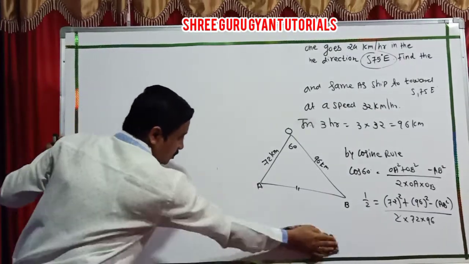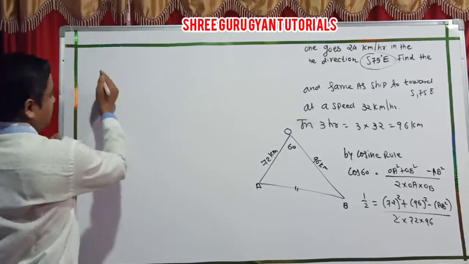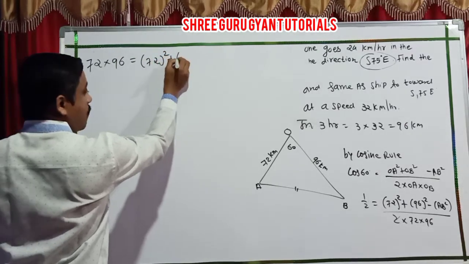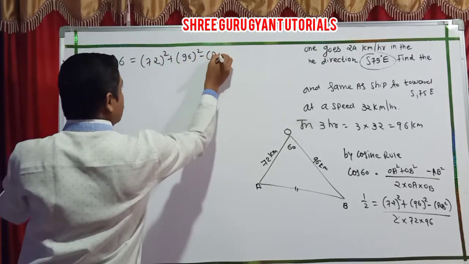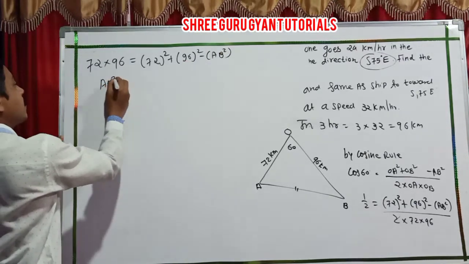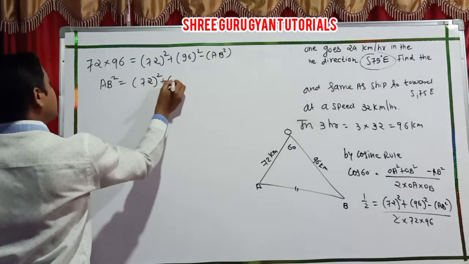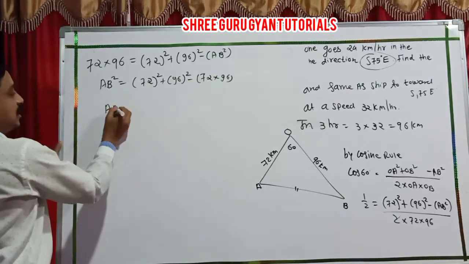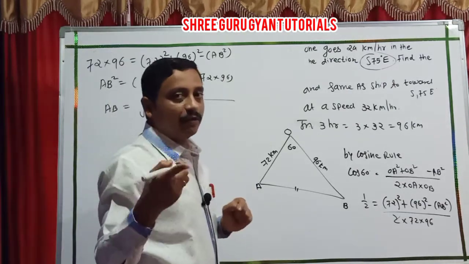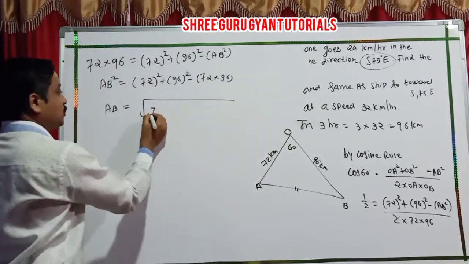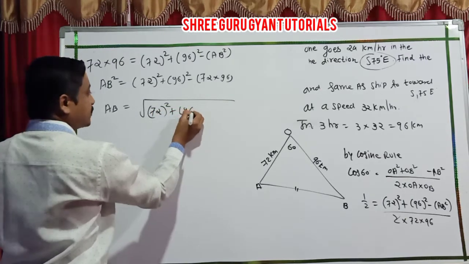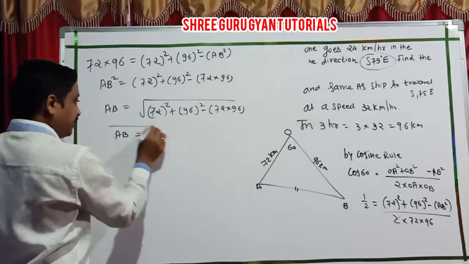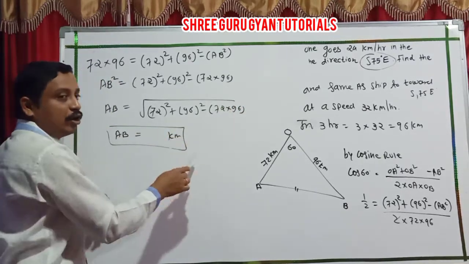So I just show you, the 72 into 96, and here 72 square, 96 square minus AB square. So what do you get for AB square? Yes, 72 square plus 96 square minus 72 into 96. Finally, students, you utilize your calculator. Calculator is allowed. So you get 72 square plus 96 square minus 72 into 96, and finally you get the answer in kilometers.